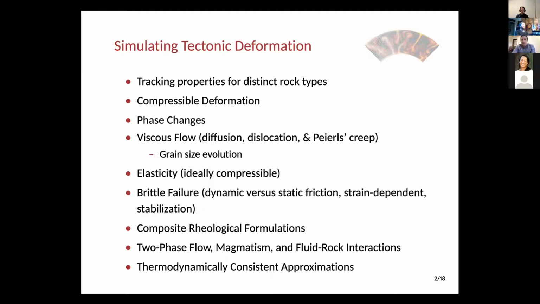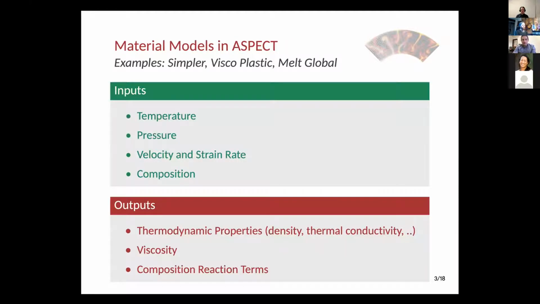Elasticity, again, ideally compressible. You'd want brittle failure to simulate faulting. But when thinking about brittle failure, you might want to start considering dynamic and static coefficients of friction, strain dependency, and also different stabilization schemes for plasticity. You could then think about how to frame composite rheological formulations, and then getting into the really complex stuff, you might want to start including two-phase flow, magmatism, and fluid-rock interactions. And of course, you want all of this to be using thermodynamically consistent approximations if possible.